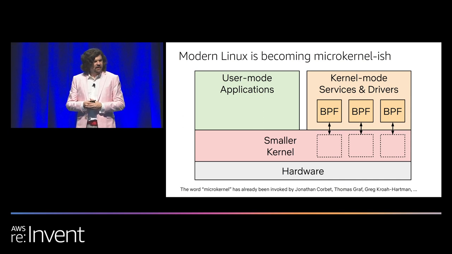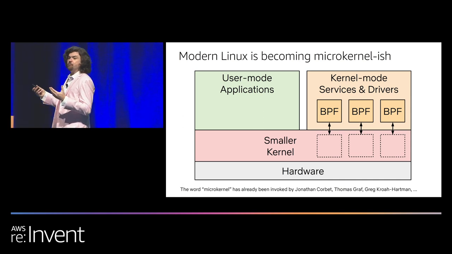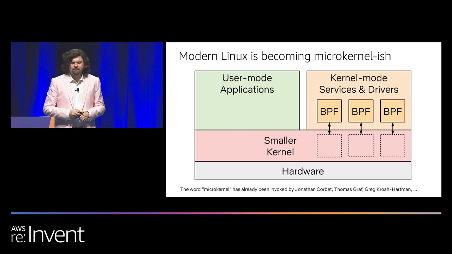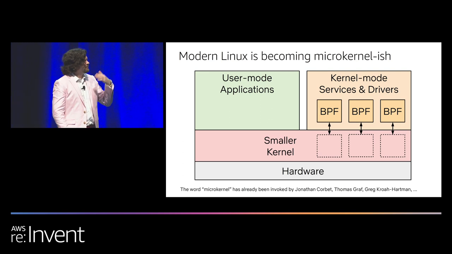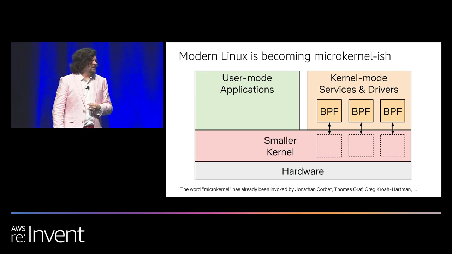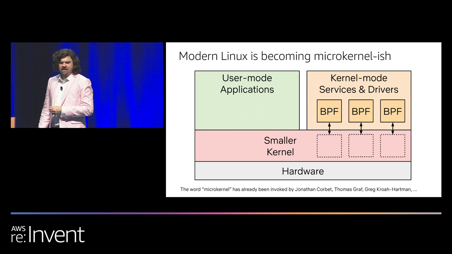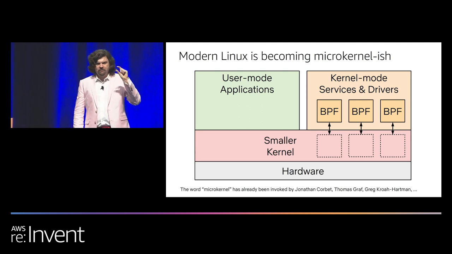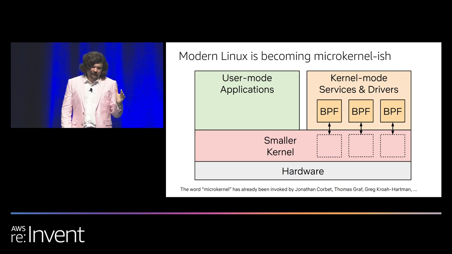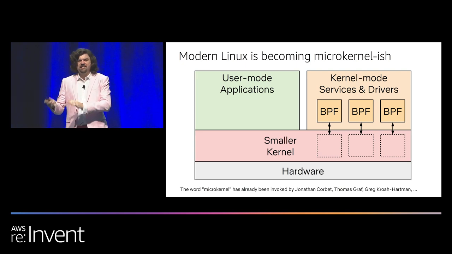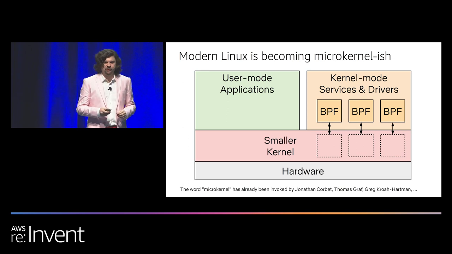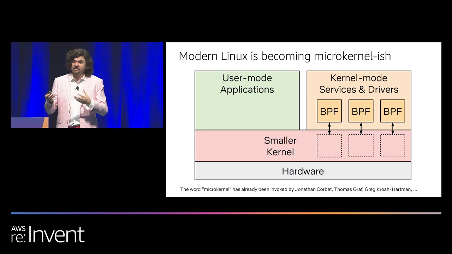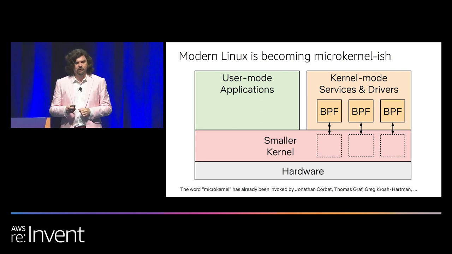Another way to understand this is some people have already said that BPF is allowing the Linux kernel to become microkernel-ish. And that's already been said by many other people, Jonathan Corbet, Thomas Graf, Greg Kroah-Hartman. Microkernel-ish. So the idea of microkernels is you have a simple, thin kernel, and then you implement the TCP/IP stack in user space, the scheduler in user space, and other kernel components in user space. That gives you more flexibility for customizing things, swapping out kernel components.